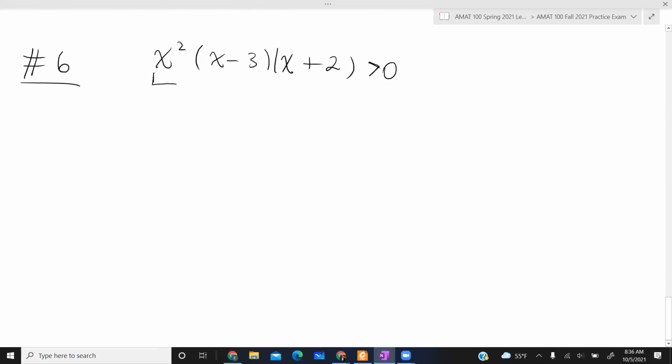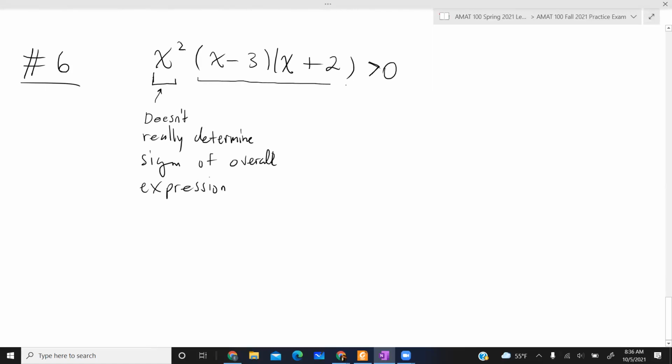So this factor right here, no matter what value of x you plug in, it's always going to be positive. So this doesn't really determine the sign of the overall expression, because it doesn't change. It's always positive. These two right here are going to be flipping back and forth depending on what value of x is. So we have to keep track of these. These will determine the sign of the overall expression.